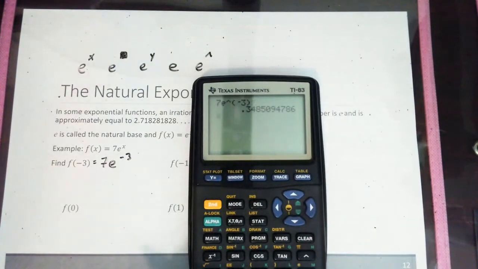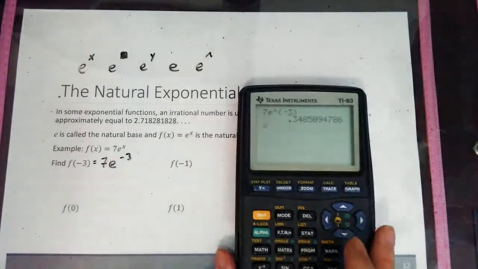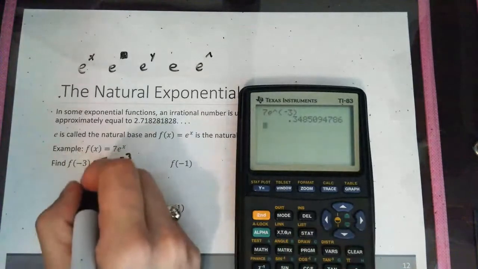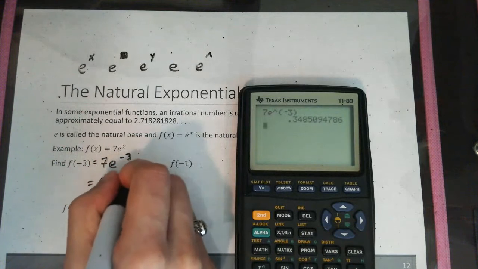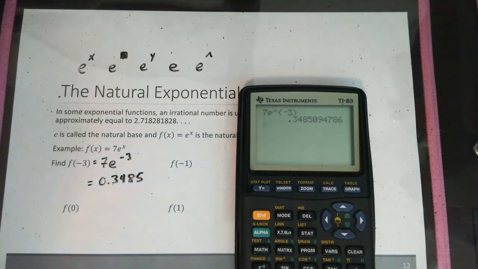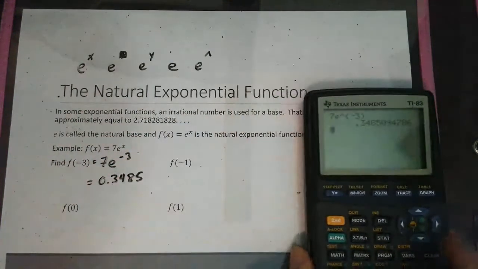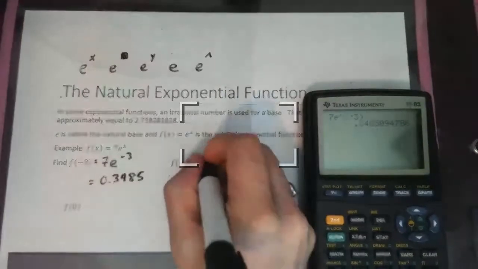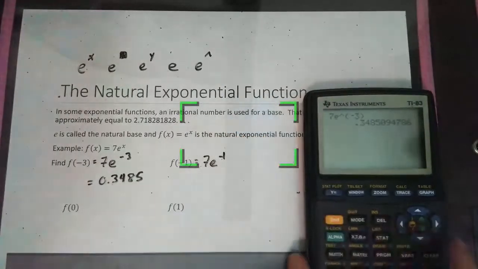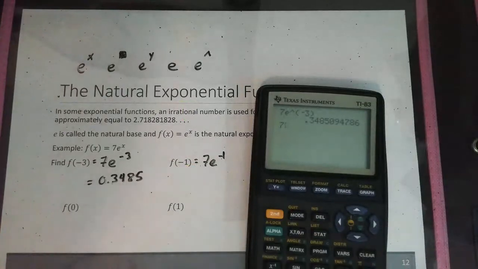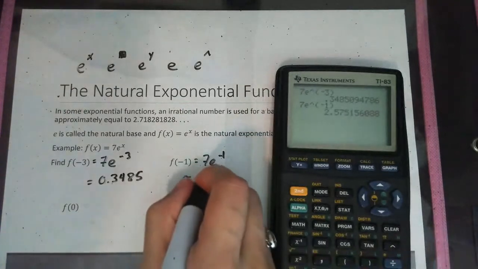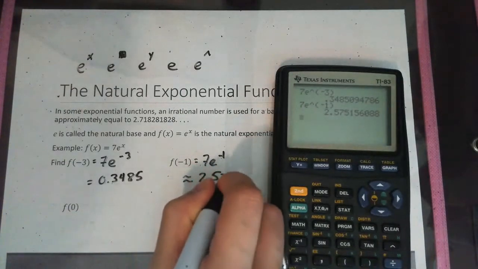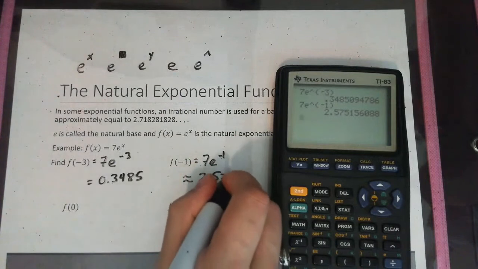I'm going to round out to 4 decimal places. We're going to do that a lot this chapter, or this unit. So I'm looking at about 0.3485. For f of -1, that will be 7e to the -1 power. So 7e to the -1 is about equal to 2.5752.